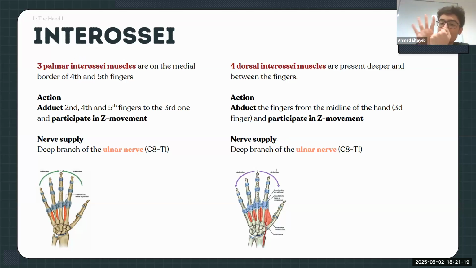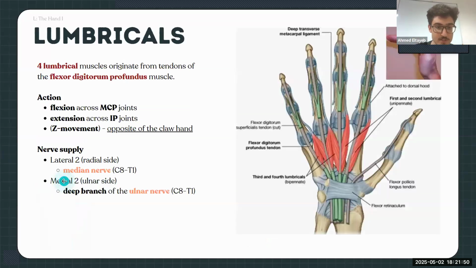I don't really have a way for you to memorize this. For me, adduction is cute and abduction is like abducting a person, taking them far away from their parents. Dorsal sounds more mean than palmar. So dorsal is abduction. Palmar is adduction. And both participate in Z movement because they're also responsible for the extension across the interphalangeal joints. Both of them are easy and nice because their nerve supply is the same: ulnar nerve.